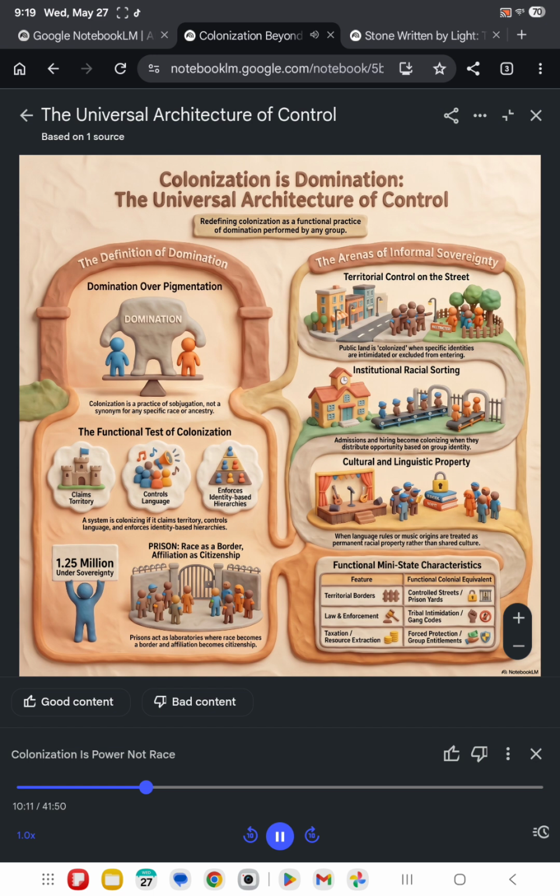It claims geography. Yes, when a gang sets rules on who can sell what on a specific corner, when they enforce invisible borders with lethal violence, when they collect extortion money from local bodegas. Which is functionally just taxation without representation. Precisely. They are extracting resources and providing protection in return. They are functionally governing that block.